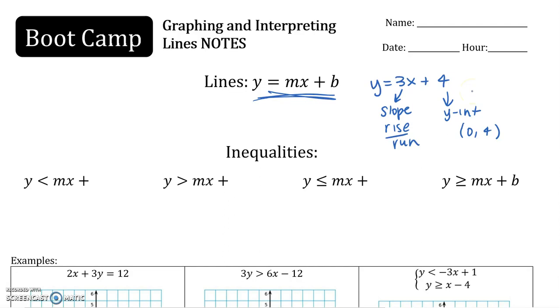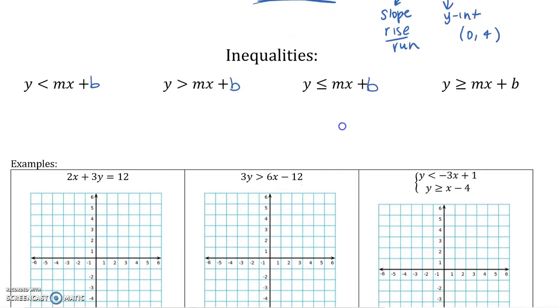If you know how to graph lines, you can also graph inequalities. Inequalities are the same as lines, except that they have greater than, less than symbols. So you have to know first the greater than and the less than symbol and what that means. So if you're looking at y is less than mx plus b, first you need to figure out your slope and your line, your m and your b. Then you have to look at that symbol.